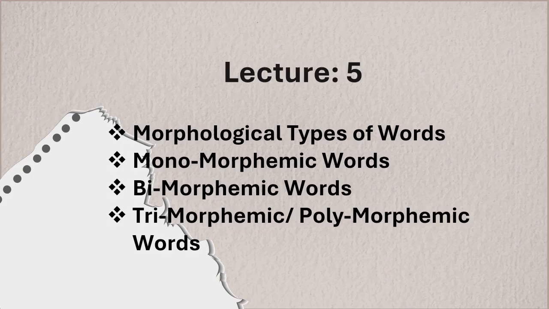In this lecture, we're exploring the morphological types of words. Basically, how words are formed and how many morphemes they have. You'll learn what makes a word monomorphemic, bimorphemic, or polymorphemic, with clear examples for each. By the end, you'll be able to spot and analyze words based on their morphemic makeup, a key skill for anyone studying morphology.